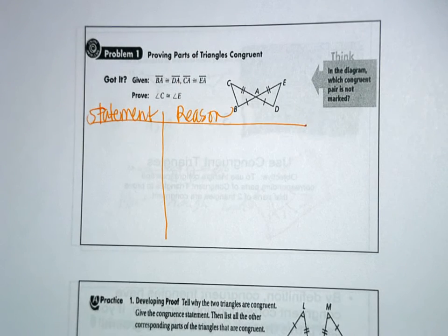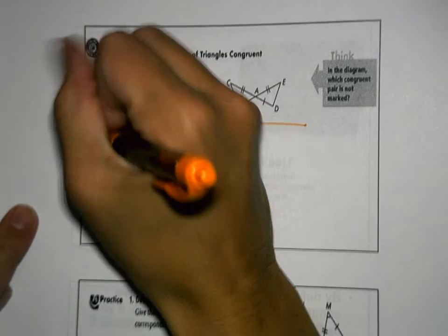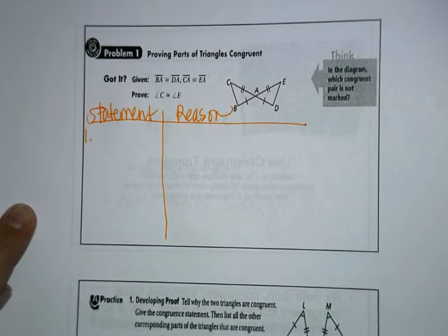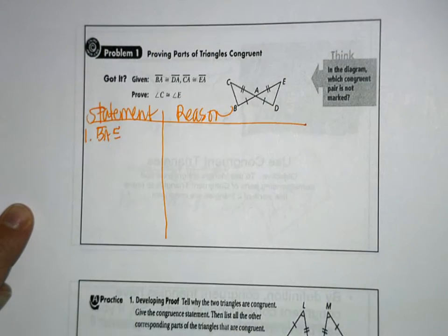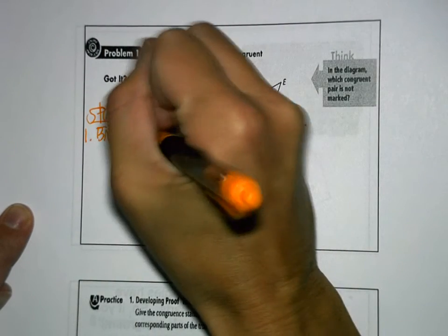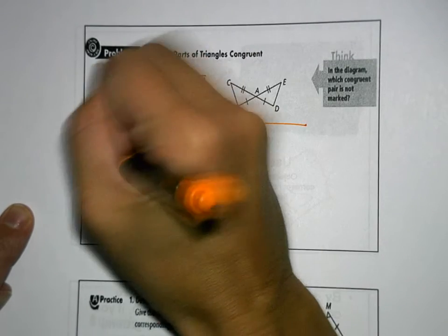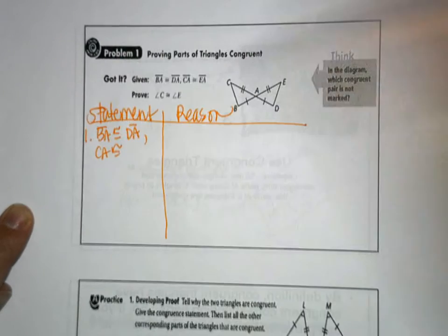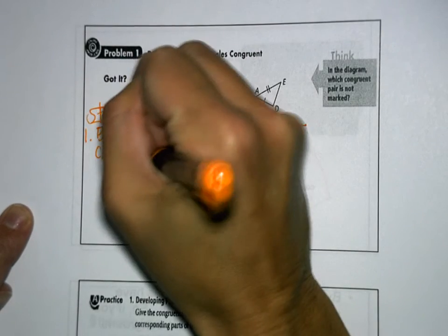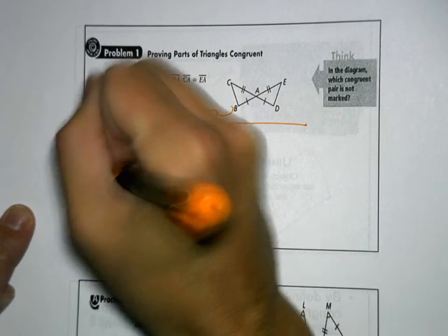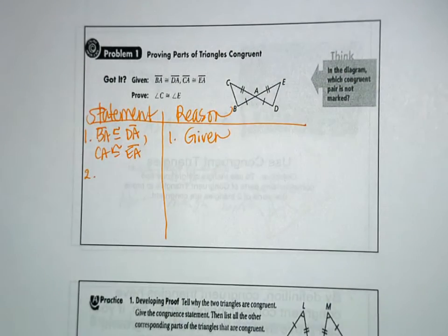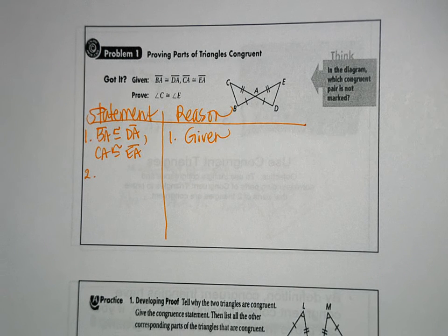Okay, what should always be the first part of my proof? Okay, so let's write that down. So we have BA, segment BA, is congruent to segment DA. And CA is congruent to EA. And that reason is given. Okay, and double check that those are marked. And I can see that they are marked.